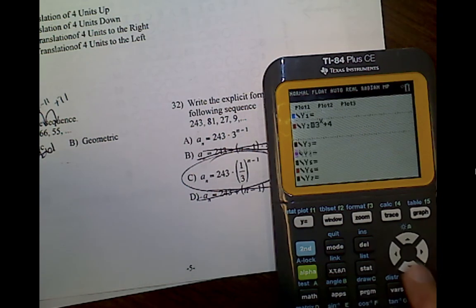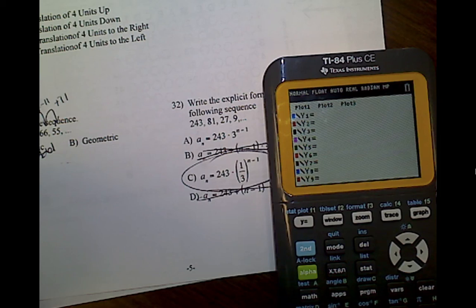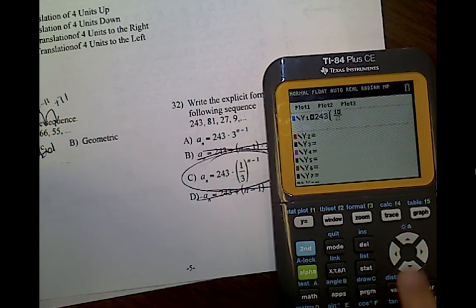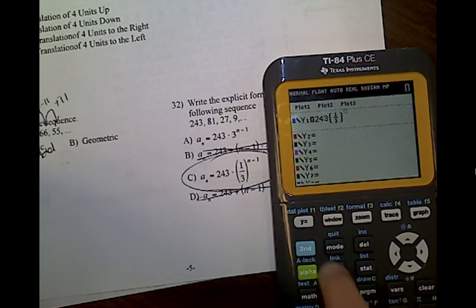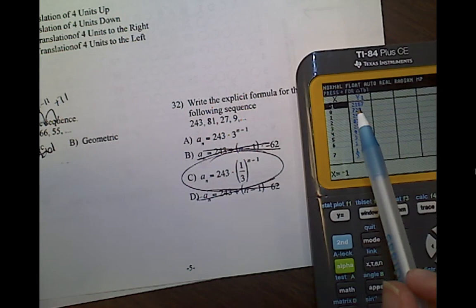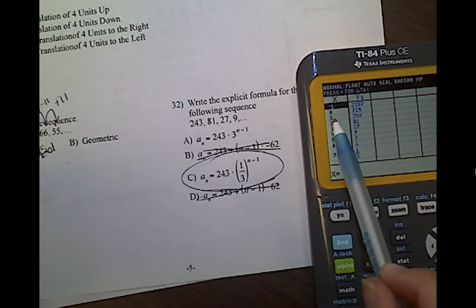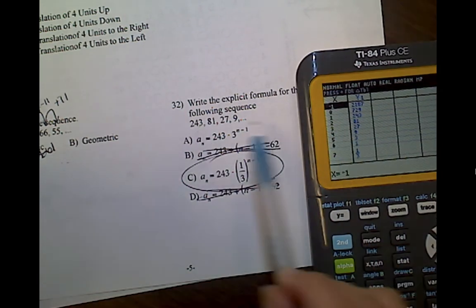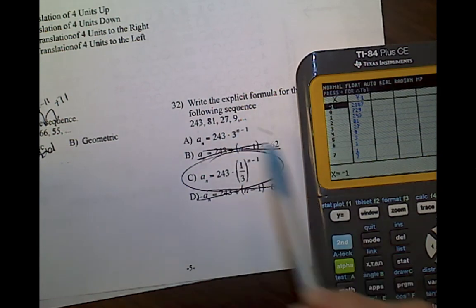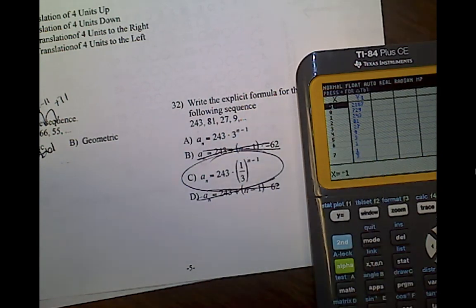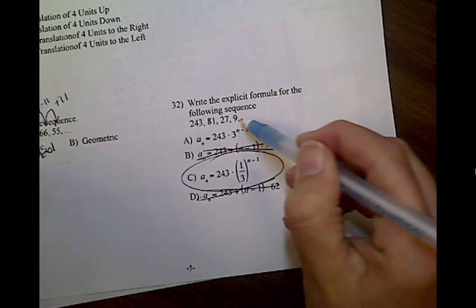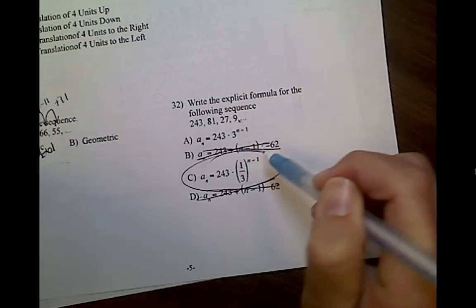However, let's just pretend you couldn't remember. If you type in the answer choices exactly how you see them, and look at the table, it will tell you which one generates the right one. Is the first term 243? Yep. Second term 81? Yep. Third term 27? Yep. Fourth term 9? Yep. So if it's not generating the same sequence as above, then you would mark it out and move on, but C is. Whew, that was your entire final.